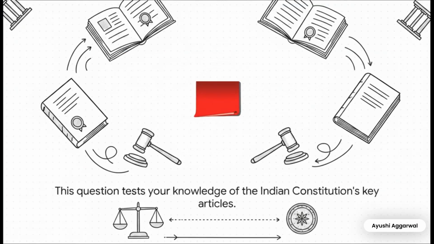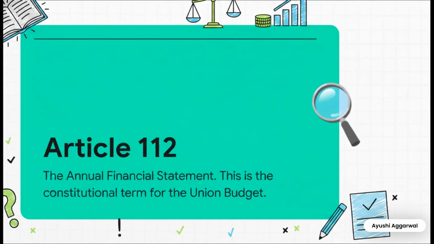It's related to the budget, but they didn't ask about a specific budget provision. No, they got tricky. They asked for the constitutional article where the budget is referred to as the annual financial statement. And the correct answer is Article 112. So what's the key takeaway here? It means you need to know the technical terms, like the fact that the budget is called the annual financial statement and the articles associated with them. This shows that you don't just need to know the facts, you need to understand their constitutional basis too.